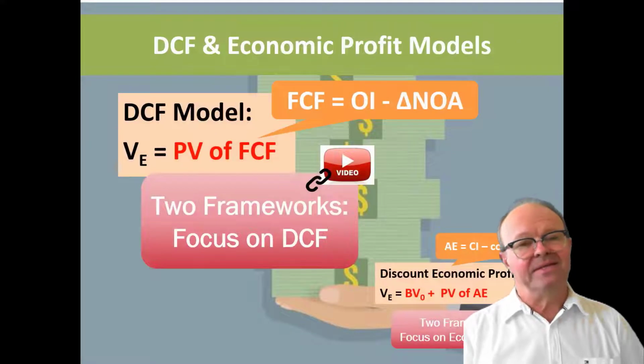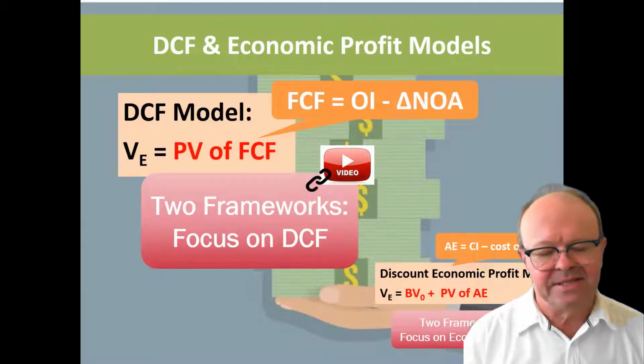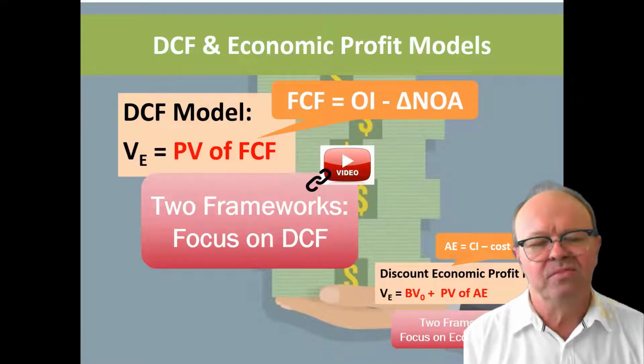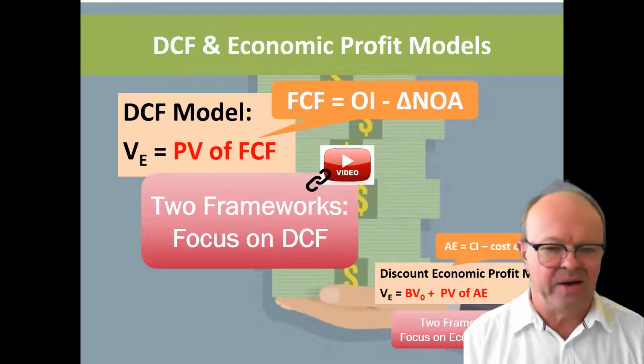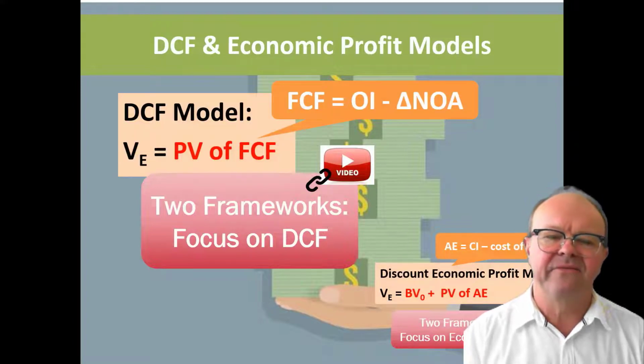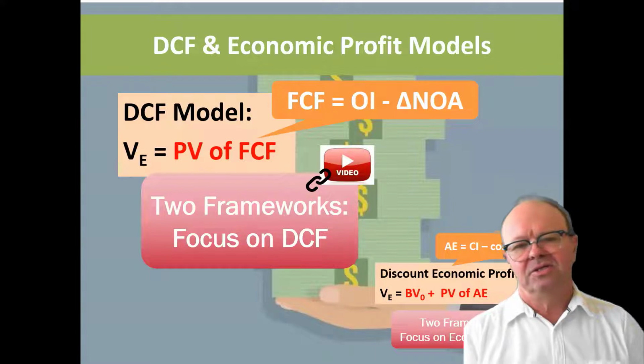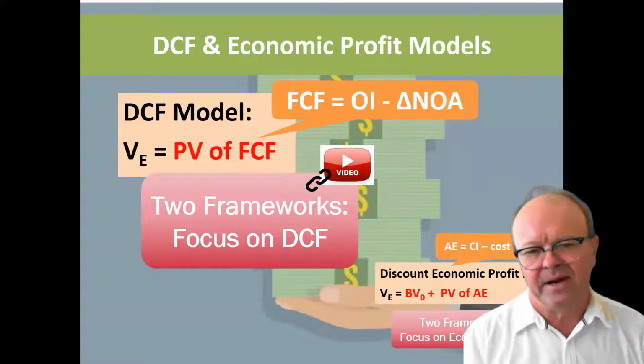So there we have the dividend discount, the discounted cash flow and economic profit models, the two models we'll be using to value our firms. The discounted cash flow model says the value of equity equals the present value of free cash flow, where free cash flow equals operating income minus the change in net operating assets.